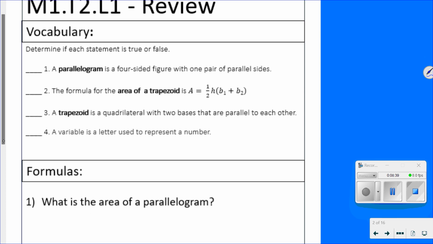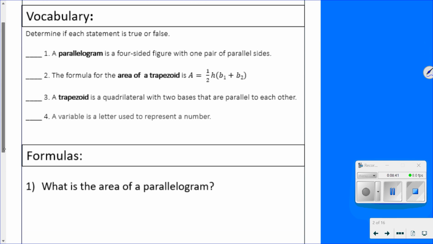All right, on the back, vocab. These are some of the vocab words you guys learned yesterday. It says determine if each statement is true or false. A parallelogram is a four-sided figure with one pair of parallel sides. Show of hands who picked true. Show of hands who picked false. It is false.